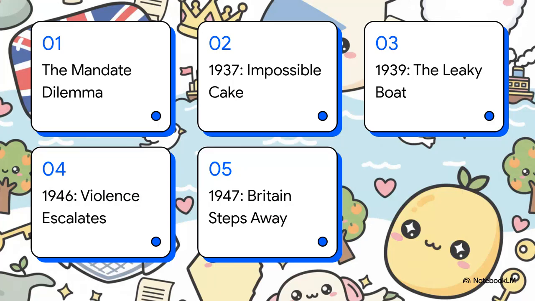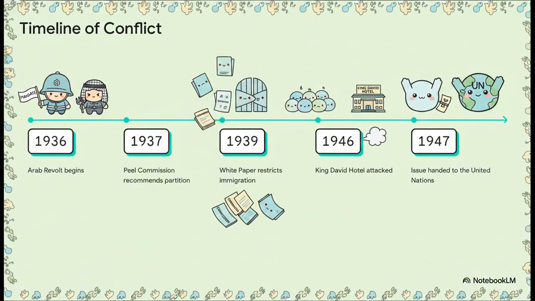Here is our chronological roadmap for today. 1. The Mandate Dilemma. 2. 1937's Impossible Cake. 3. 1939's Leaky Boat. 4. The escalating violence in 1946. And finally 5. Britain stepping away in 1947. Keep these dates locked in your memory.